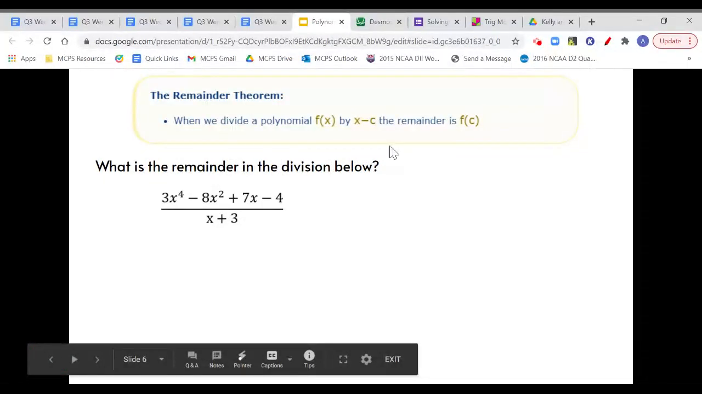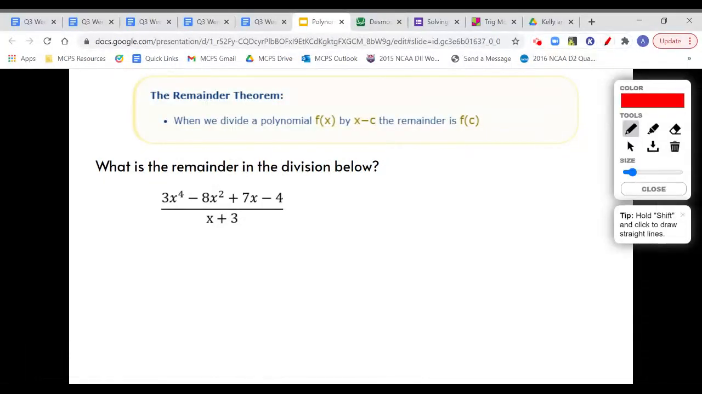Okay. And the shortcut is by using the remainder theorem. So we've learned that if you divide a polynomial f of x, so polynomial, aka that's going to be this fella, I'm dividing a polynomial by x minus c. So that's going to be this fella, right? This is f of x over x minus c.